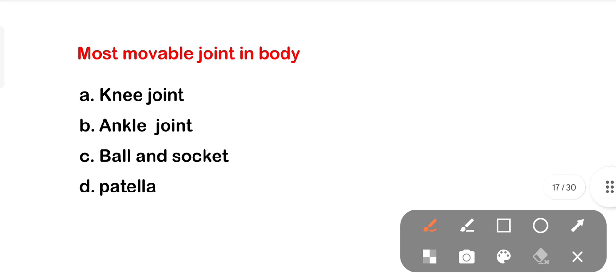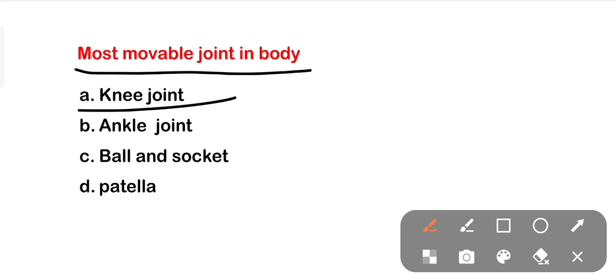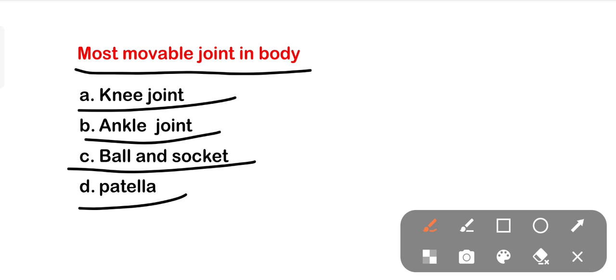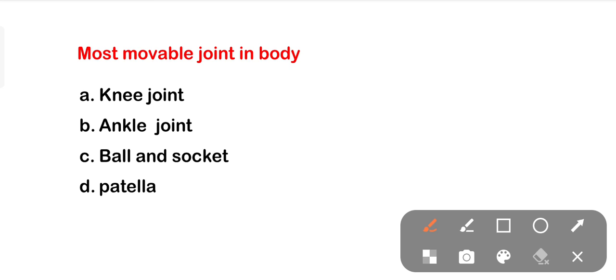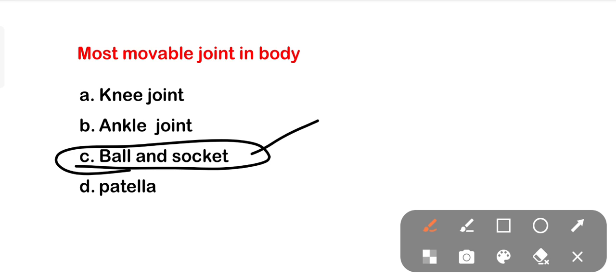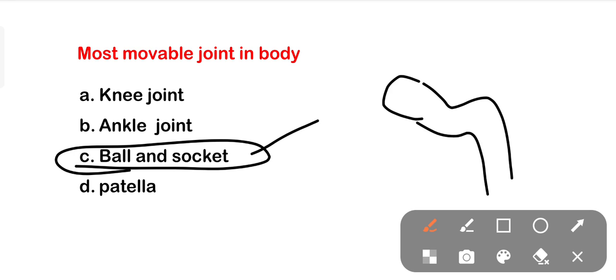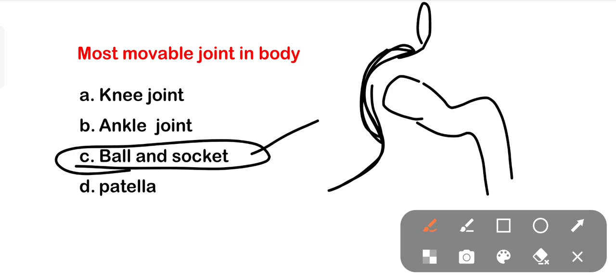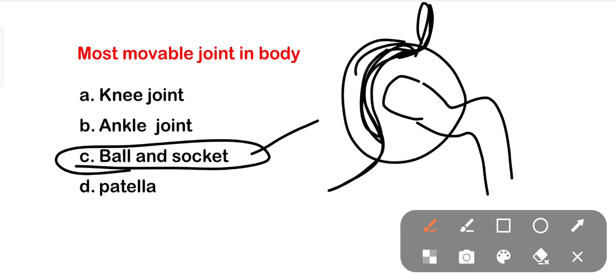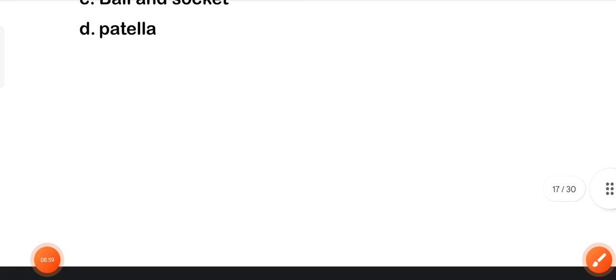The next one is the most movable joint in our body. So in our body, which is called the most movable? Options are knee joint, ankle joint, ball and socket, patella. The right answer is ball and socket. We can see the ball and socket in the femur and pelvic bone, that is the hip bone. This is called the ball and socket, the hip joint.